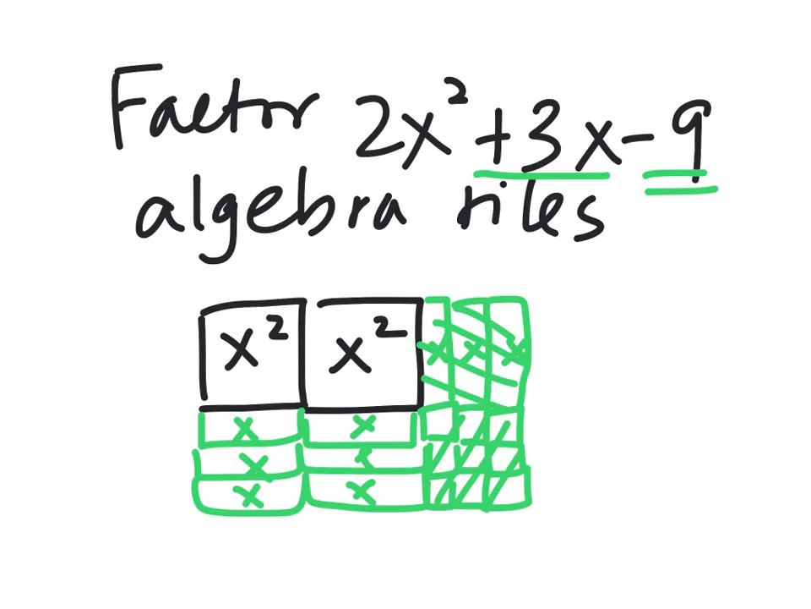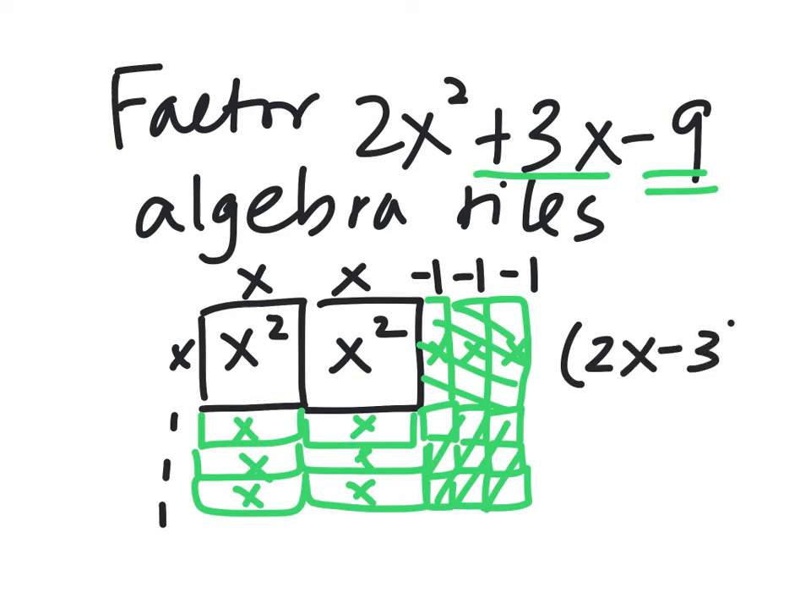So that right away tells me that I have my dimensions: x, -1, -1, -1, and x, 1, 1, 1. So the factoring for this will be 2x minus 3 times x plus 3. So as you can see, using the algebra tiles, it's very visual and clear that I can find a way to factor this. And it is a little bit long because I have to draw out all the tiles.